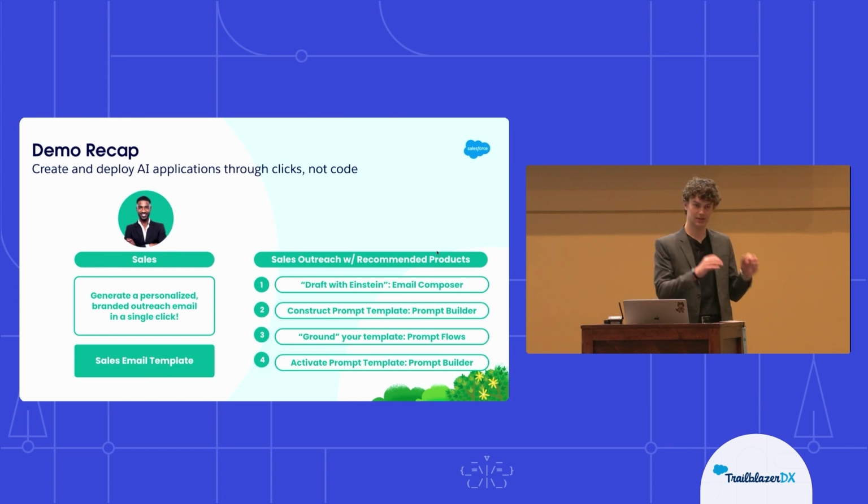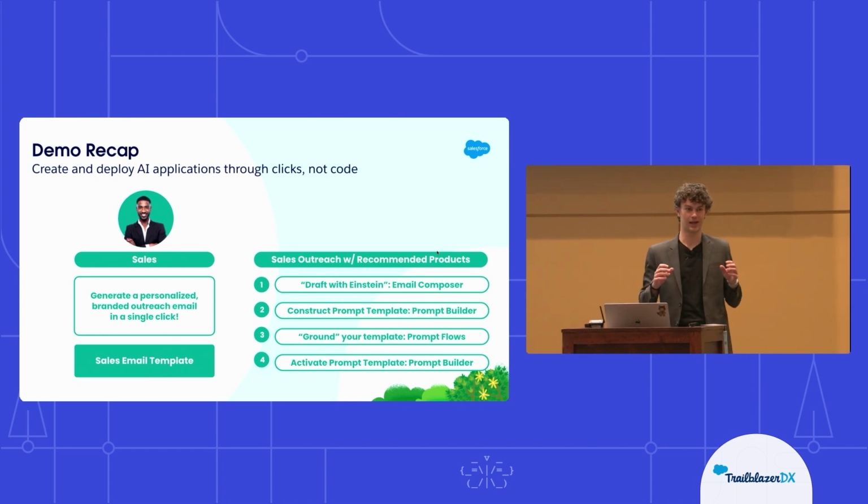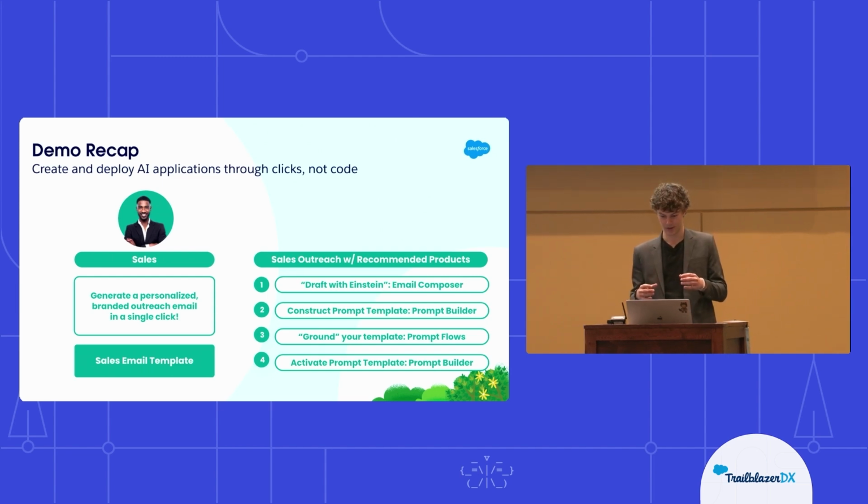So the sales use case we saw was generating a sales email personalized to the contact in Email Builder, right? We started in Email Composer, showing you the sales user's experience. Then we went into Prompt Builder and actually created this prompt template grounded on data. Then we activated the template and saw how our sales users can now access this generative AI-enabled functionality in their flow of work.